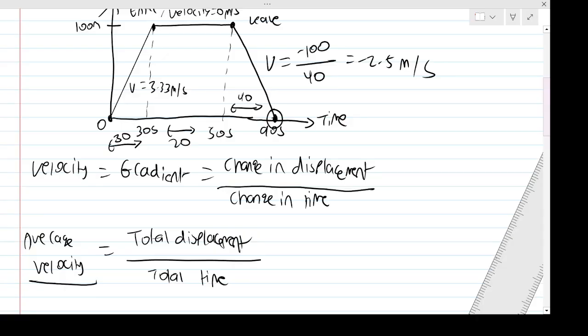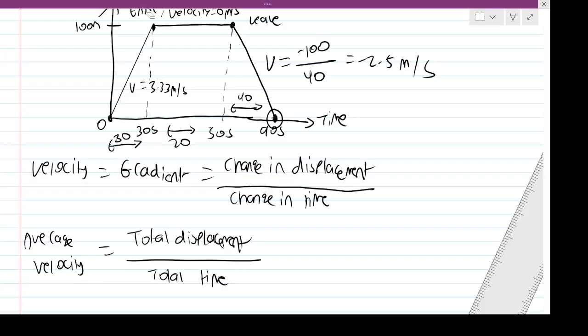So obviously, we can work out the individual velocity of each part of the journey, but let's say we want the overall average velocity. So we need the total, from start to finish. Well, firstly, total displacement. As we discussed, if we want the average velocity for the whole journey, we want the displacement from the start, which is here, to the end here.